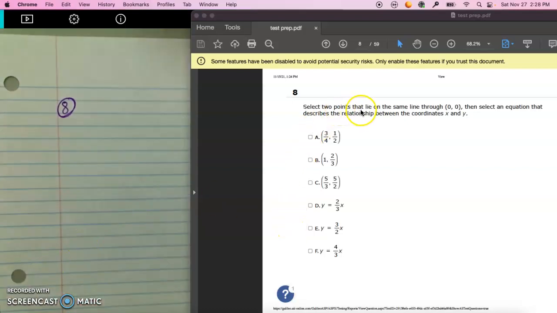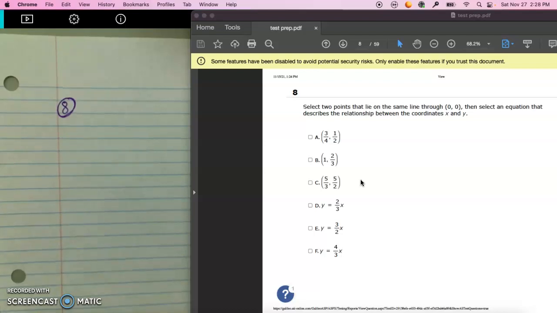Select 2 points that lie on the same line through 0, 0. Okay, so this is a proportional relationship. Then select an equation that describes the relationship between x and y. All right. Now, some of you are like, holy cow, how do I even know if these are on the same line? I don't even have a graph. I get it. I know what you're saying.